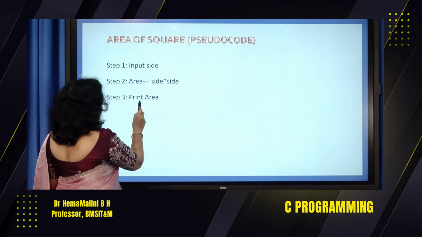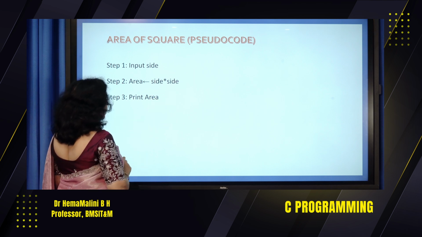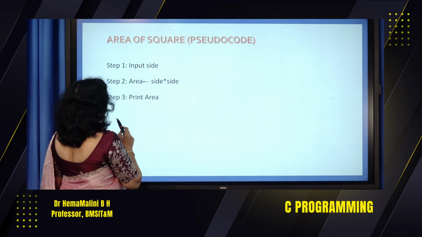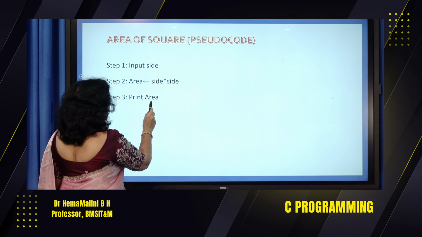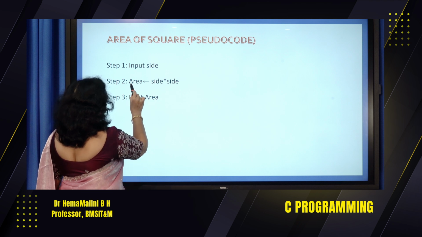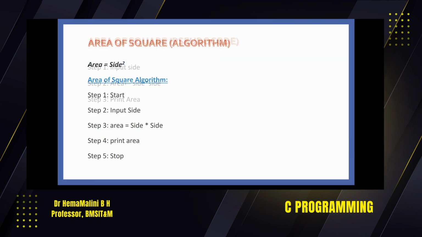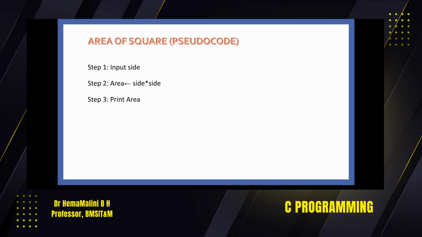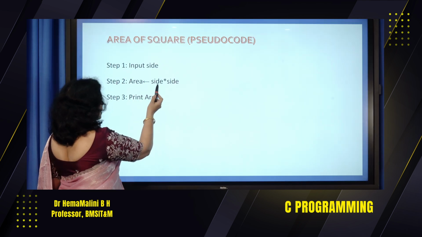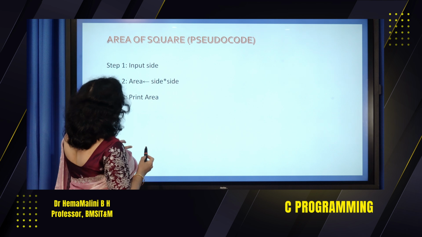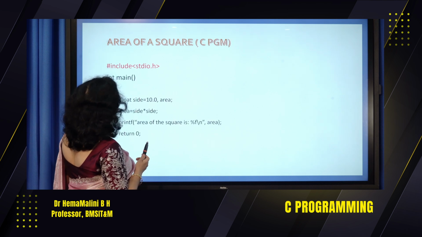Step 3, we are going to print the area. Area is the output variable. Here side is the input variable, area is the output variable. The computation involved is area is going to get side star side. So, this is the pseudocode.